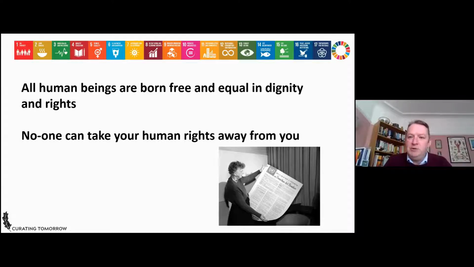I've just picked out 2 of the rights. There are 30 rights. That all human beings are born free and equal in dignity and rights is a beautiful, beautiful idea. And the last one is that no one can take your human rights away from you. No one has the right to do that.